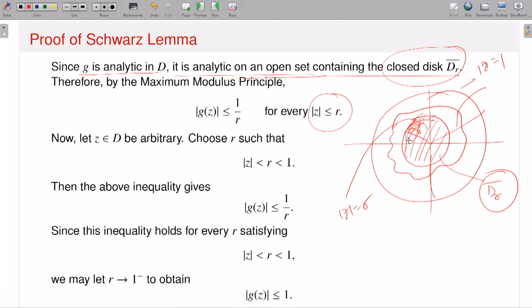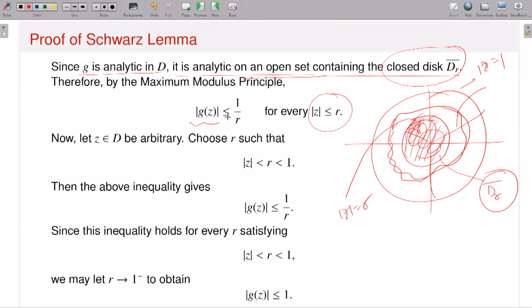I mean, this is my closed disk, so it is contained in this open set. Now if G is analytic in an open set, or forget about whether it attains or not, as long as G is analytic in an open set containing my closed disk DR closure, then by the maximum modulus principle it attains its maximum only at the boundary, and at the boundary it is dominated by 1 by R.